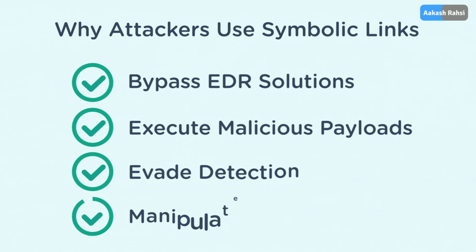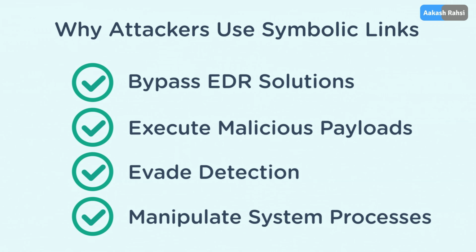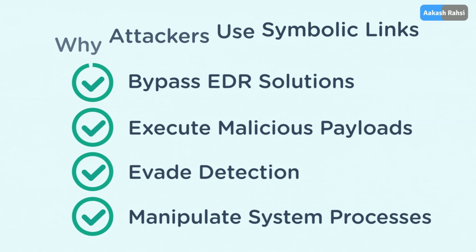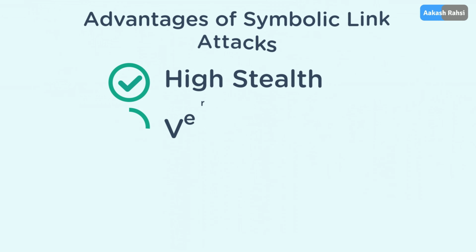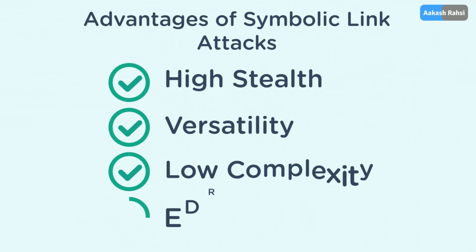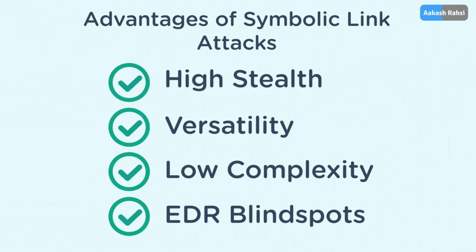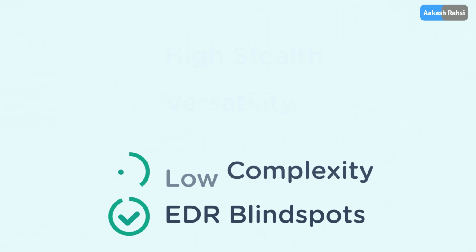Attackers exploit symbolic links to bypass EDR solutions and execute malicious payloads stealthily while evading detection. Symbolic link attacks provide high stealth and versatility, but require administrative privileges and leave forensic artifacts.